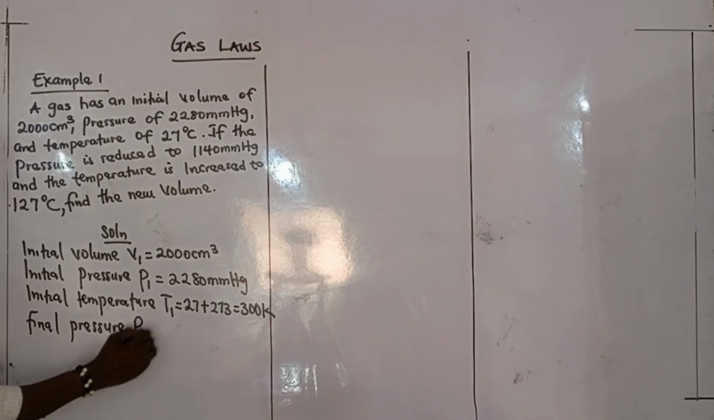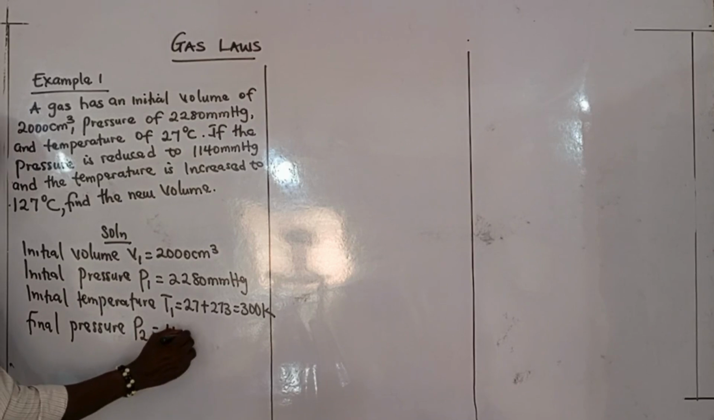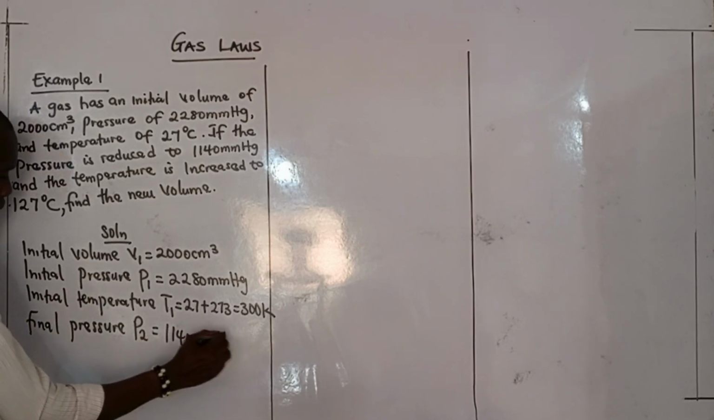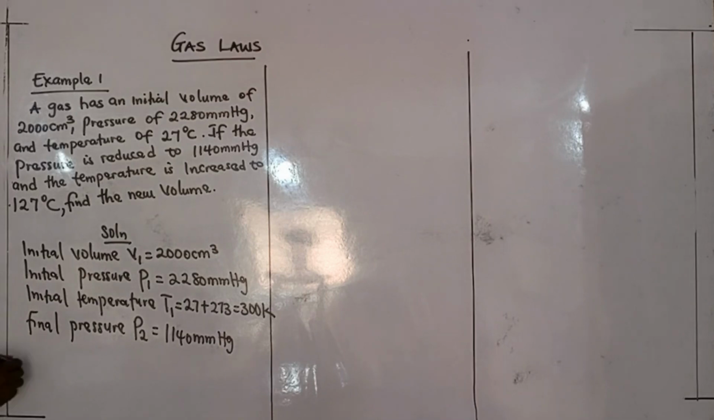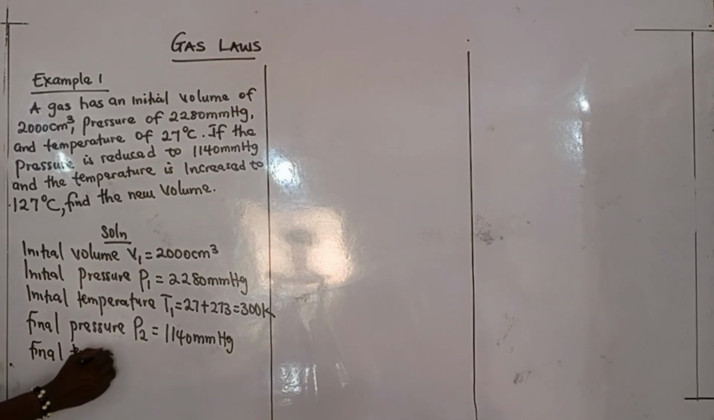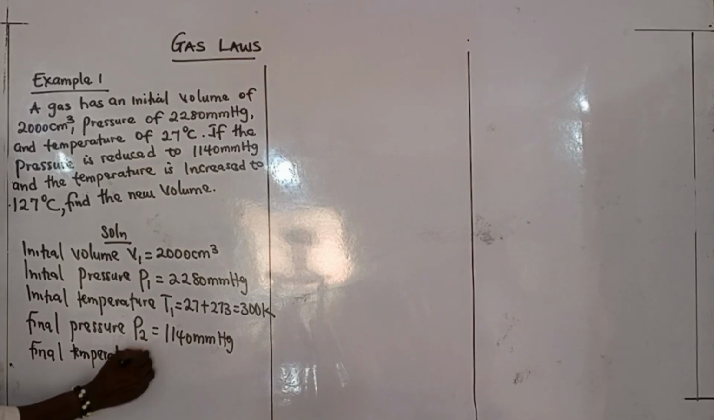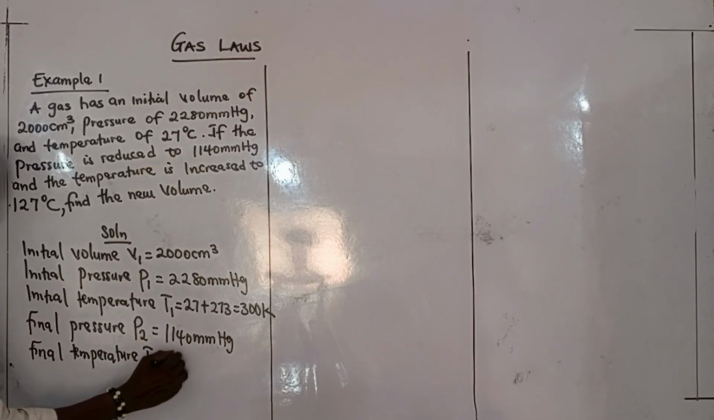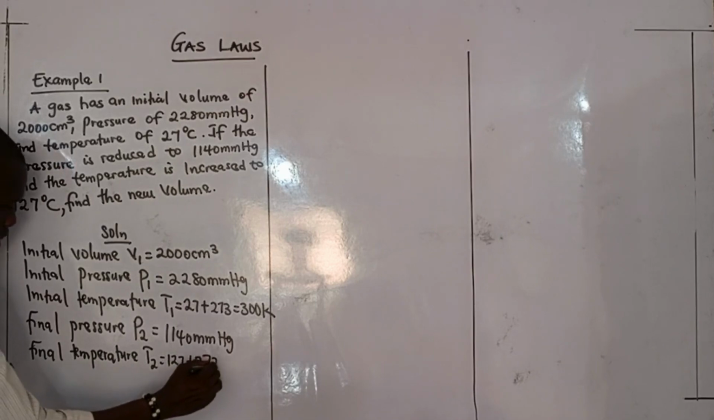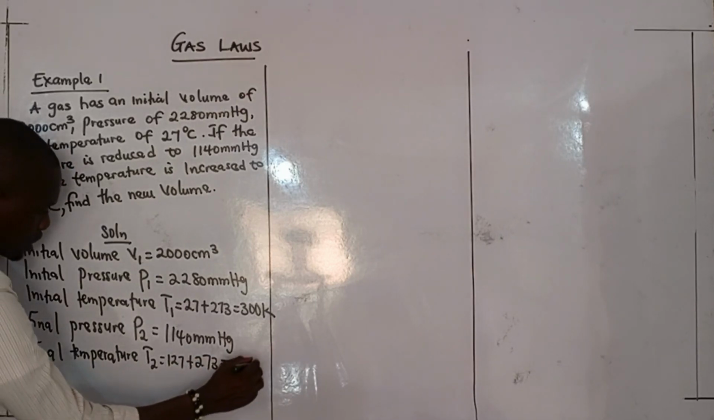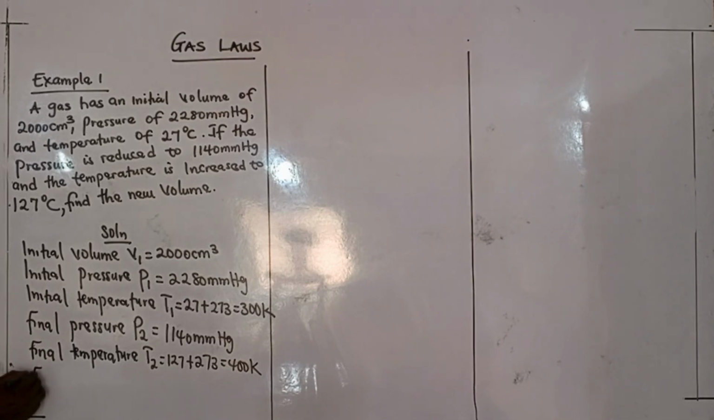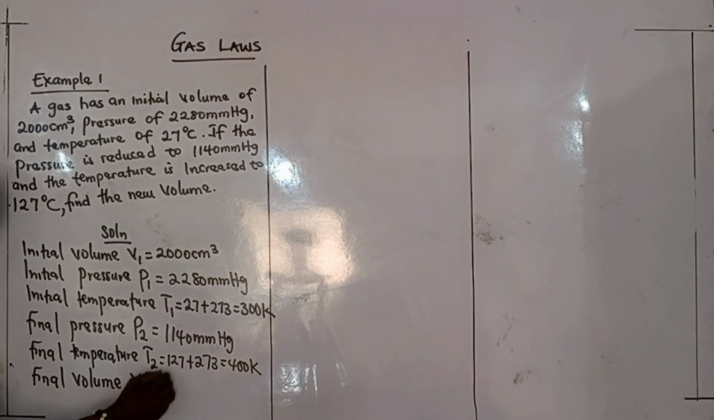Which is P2 equal to 1140 mmHg. And then we have our final temperature, which if we convert to Kelvin, will be 127 plus 273, which is equal to 400 Kelvin. We are asked to find the final volume, which is also known as the new volume. So we are looking for this.